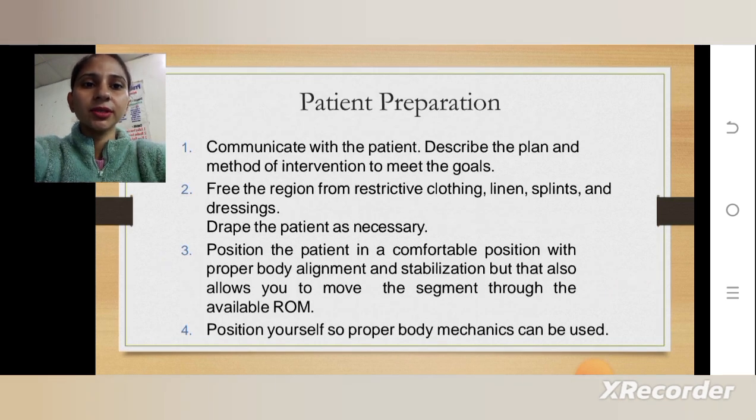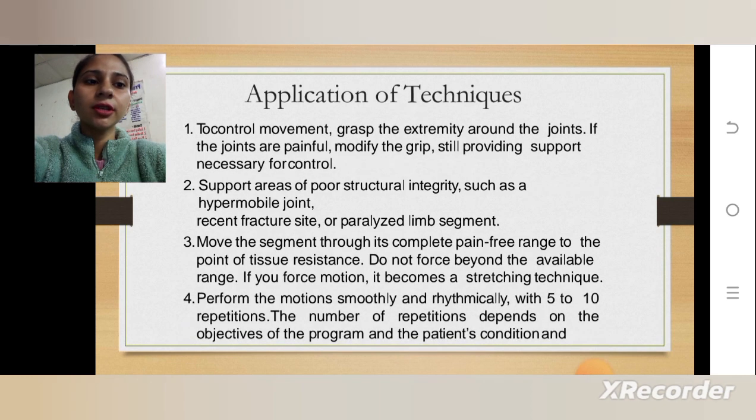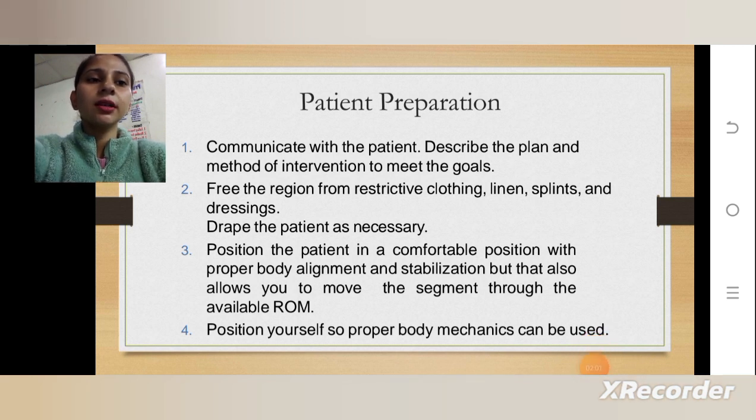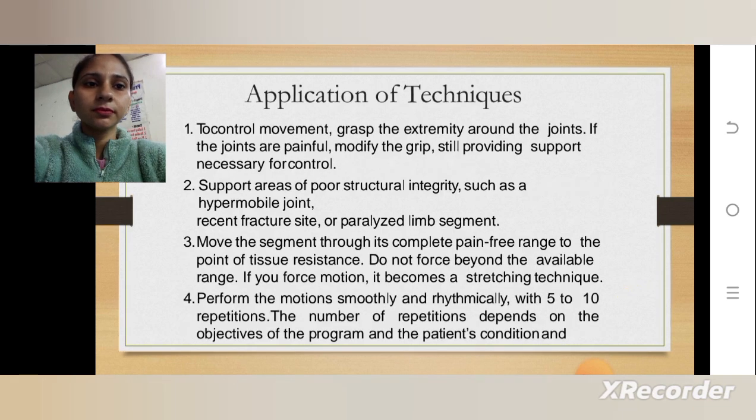Then patient preparation. Communicate with the patient, describe the plan and method of intervention to meet the goals. Free the region from restrictive clothing, linen, plinths, and dressing. Drape the patient as necessary. Position the patient in a comfortable position with proper body alignment and stabilization, but that also allows you to move the segment through the available range of motion. Position yourself so proper body mechanics can be used.